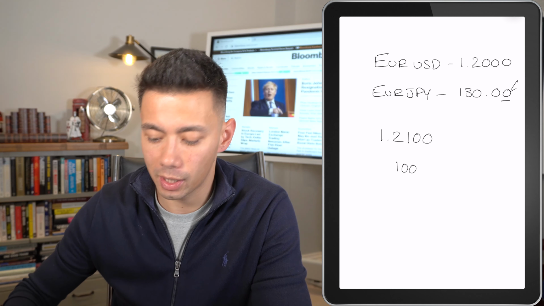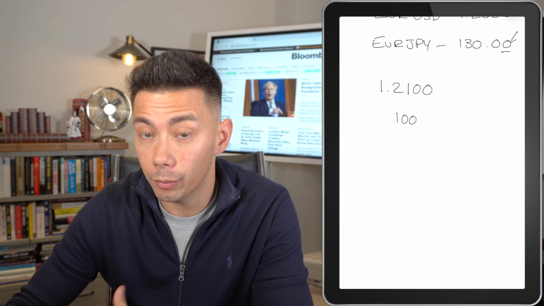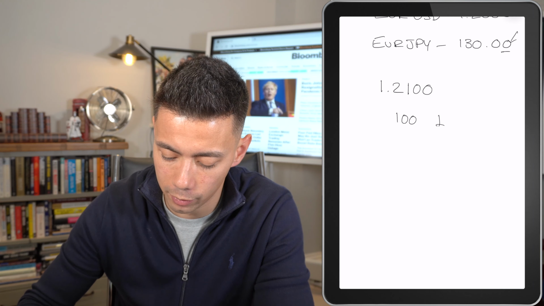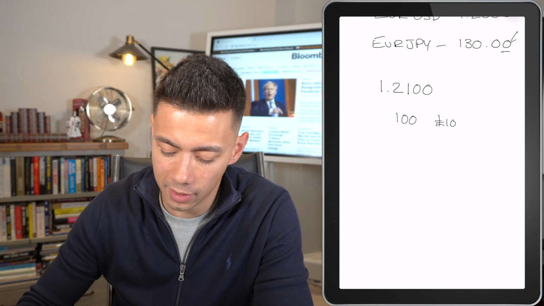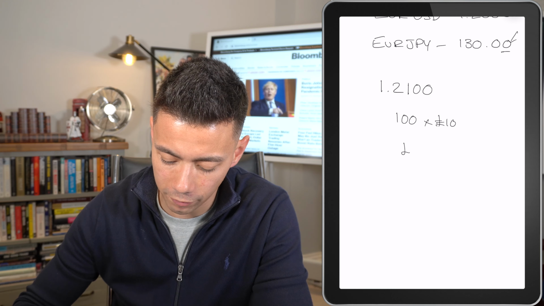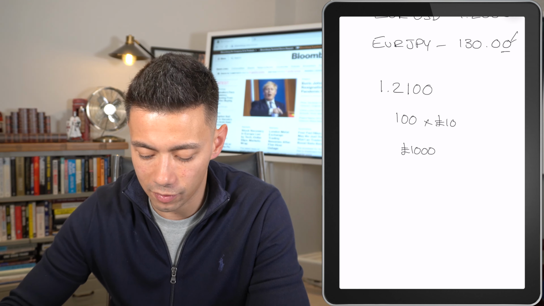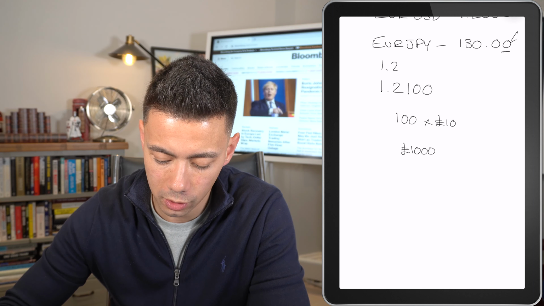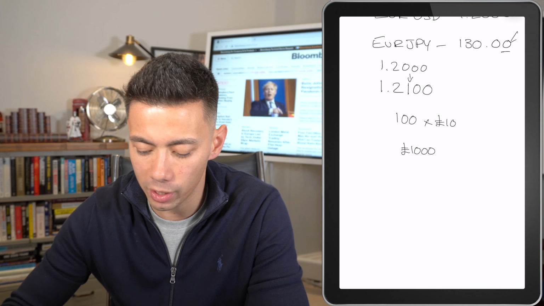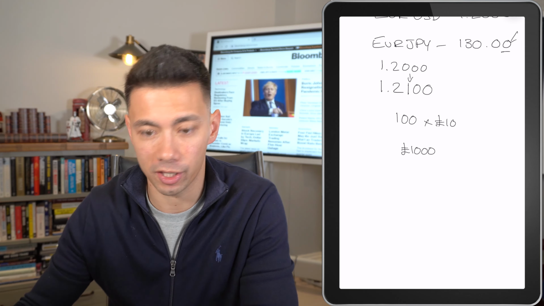Now, the way that we make our money is we would put a position size down. So we would say per pip, we want to trade at, let's say, £10. If we're trading at £10 per pip, then that would be 100 times 10, which would give us a profit of £1,000. That's if the market went from 1.2000 to 1.2100, and we had bought the market, in anticipation of the price moving up.